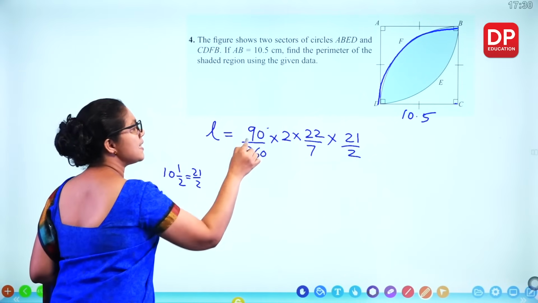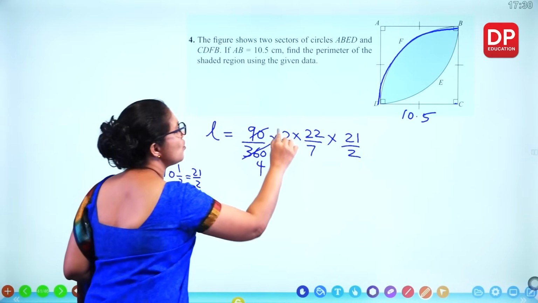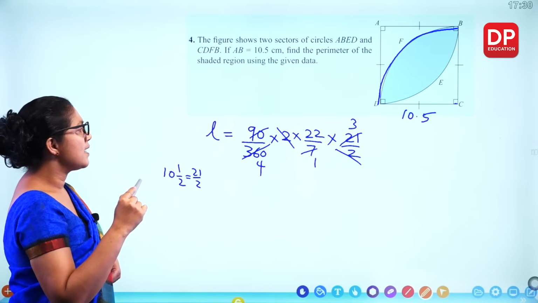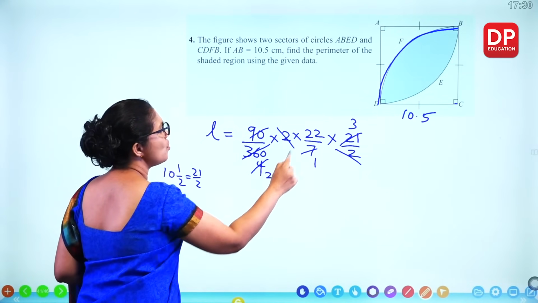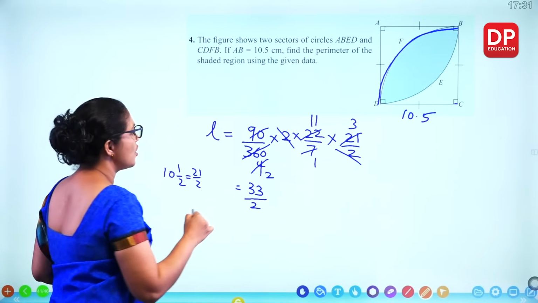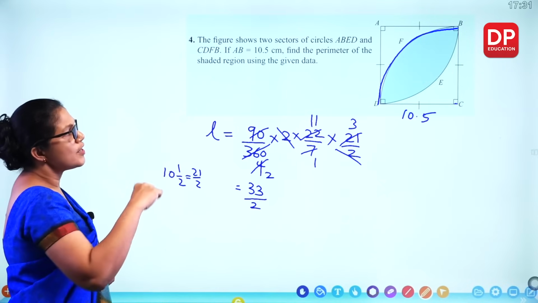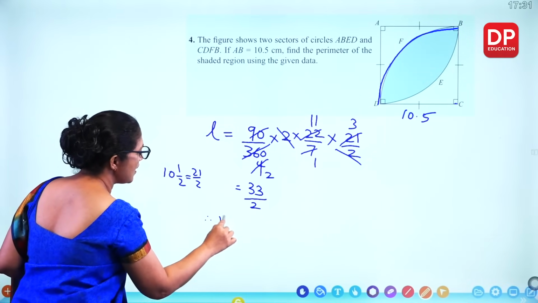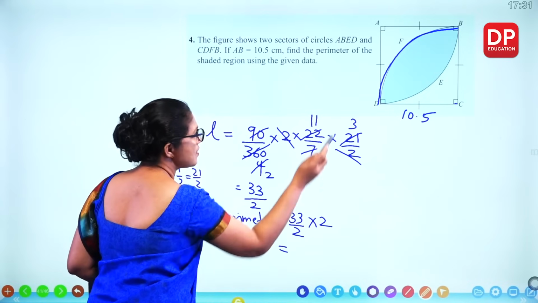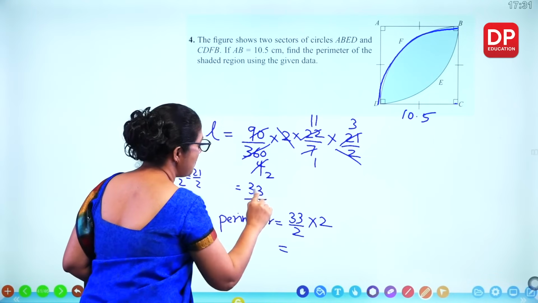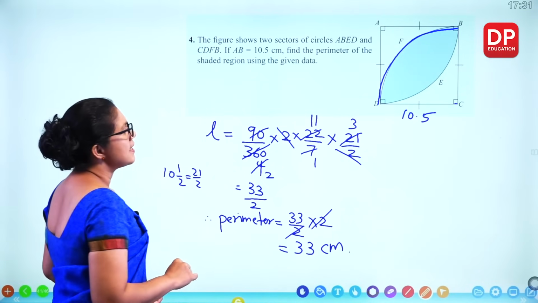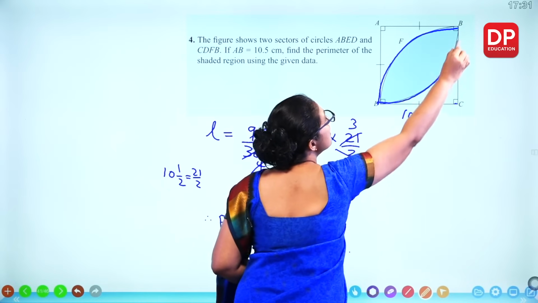Now try to simplify. 90 times 4 is 360 and 2 gets cancelled out with this 2. 7 cancels out with this 21 and you get 3. What else? You can divide by 2 again here. So 11 times 3 you get 33, divided by 2. That's one arc length. So you get double of that. What's the perimeter of this figure? The perimeter becomes 33 over 2 multiplied by 2 because there are two arcs the same. So the 2 gets cancelled out. You are getting 33 centimeters for the perimeter of this shaded region.